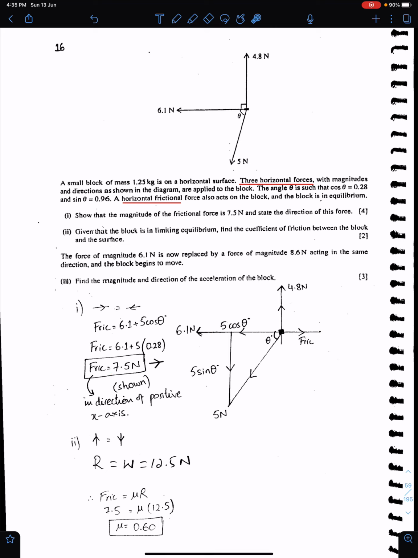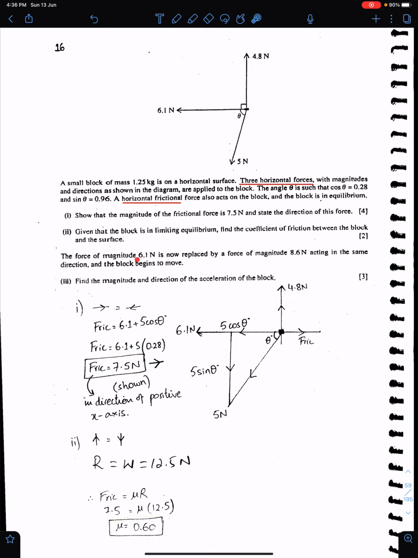And part 2, given that the block is in limiting equilibrium means the block is about to move. And limiting equilibrium also means friction is mu R. Given that the block is in limiting equilibrium, find the coefficient of friction between the block and the surface. With the help of this formula, we can get the coefficient of friction. R is the weight, which is 12.5, and friction is 7.5. Therefore, mu is 0.60.